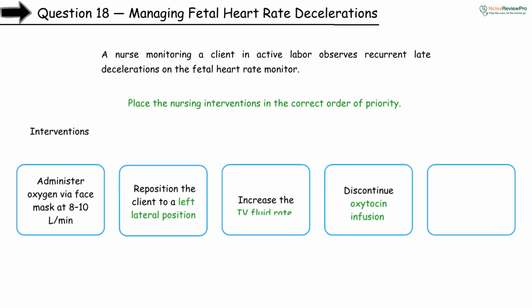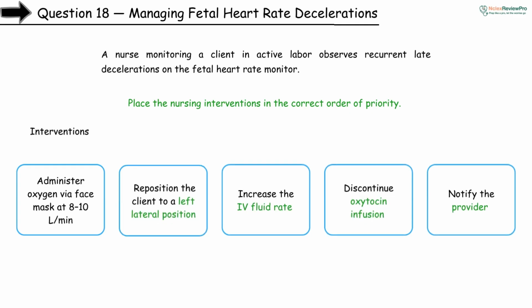Let's look at the interventions. Administer oxygen via face mask at 8 to 10 liters per minute. Reposition the client to a left lateral position. Increase the IV fluid rate. Discontinue oxytocin infusion. Notify the provider. Take a moment and think about your answer. Think in terms of restoring oxygen to the fetus as quickly as possible.